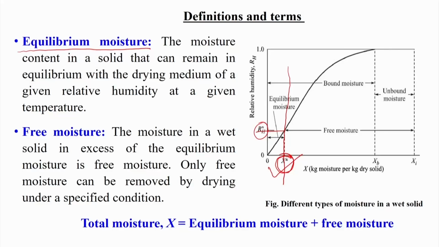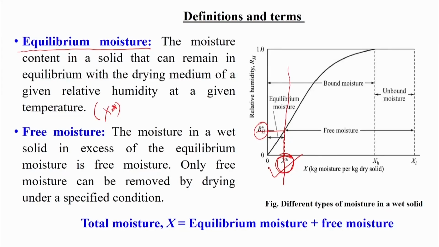If we change the condition of the drying medium, for example if we decrease the relative humidity, or increase the flow rate, or increase the temperature of the drying medium, then X star, the equilibrium moisture content, will decrease. That is, if we decrease the relative humidity, increase the Reynolds number of the flowing air, or increase the temperature, the equilibrium moisture content will decrease.